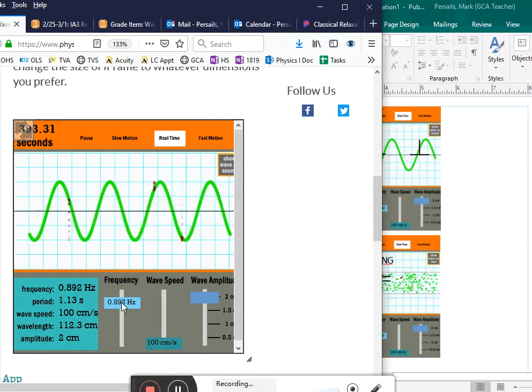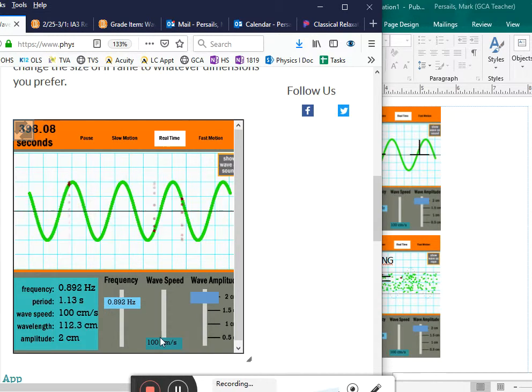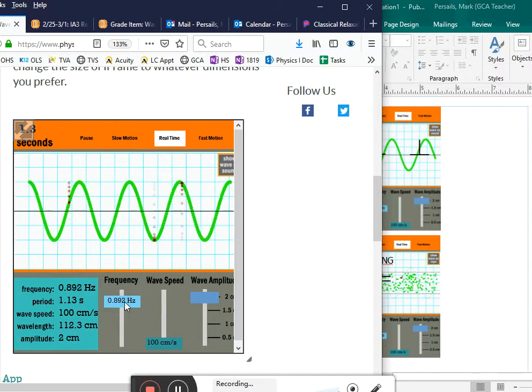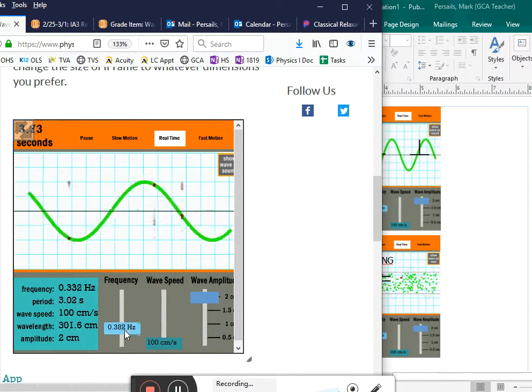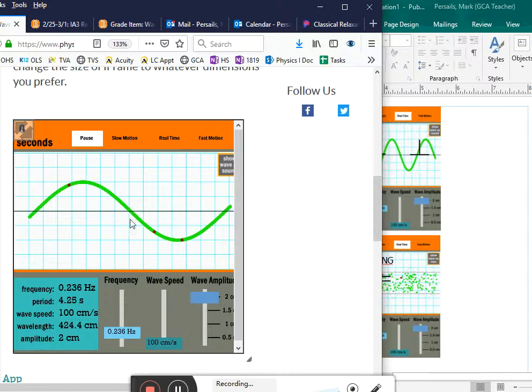All right, I'm going to change the frequency. So the frequency is pretty high. You can see how many waves I have. There's not really a pause button on here. Where is it? Okay, yeah, there's the pause button. All right, so I'll start here. 1, 2, 3. I have 4 waves. Okay, well, what's going to happen if I slow it down? Right, less frequency, less waves per second. Notice I now only have 1 wave.